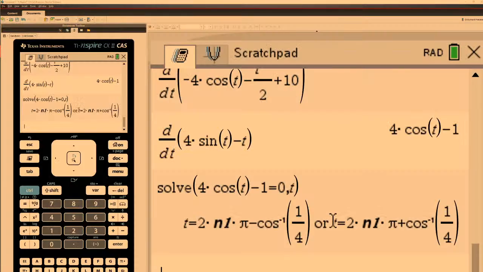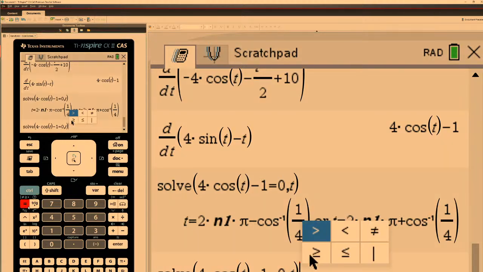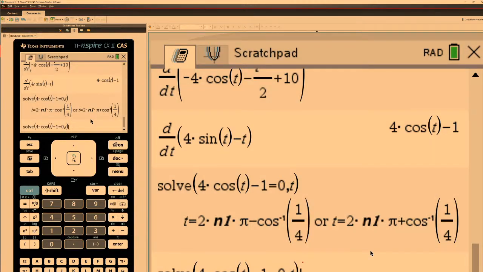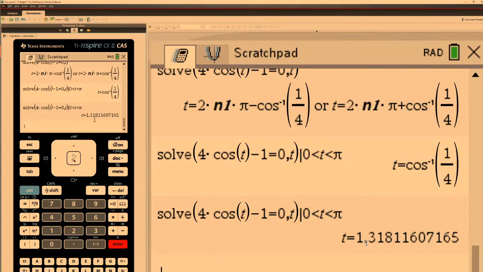So I'm going to just come back up here, right? If we realize that ahead of time, that's great. If not, realize it once you get the ends. And then do control equals to at 0 less than t less than pi. You don't have to put less than or equal to. You don't need the endpoints. We get inverse cosine of 1/4. I'm going to hit control enter, and we get 1.318.